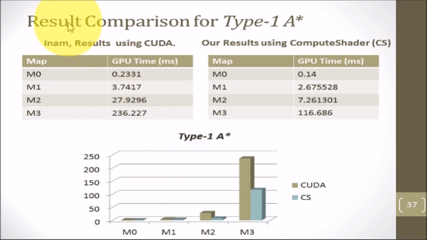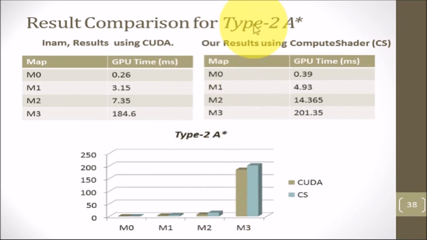Now here is our results comparison for type 1 A star. Here we compare our results with Inam's results, which use CUDA, while we are using ComputeShader. And here we see that the ComputeShader implementation has an overall better result than the CUDA implementation. The graph shows that most of the time, as the number of agents increases, the overall execution time is not as much as the CUDA implementation.